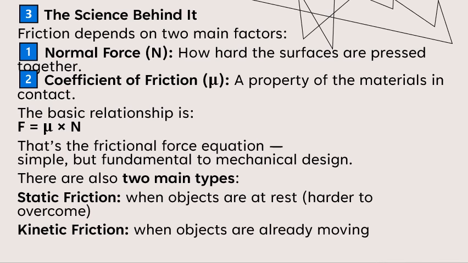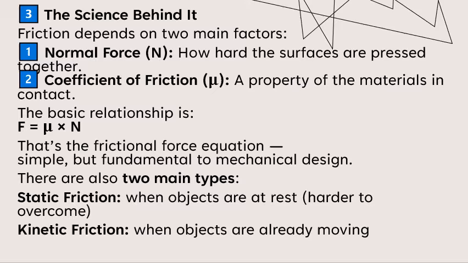The science behind it. Friction depends on two main factors. Number one, normal force, that is how hard the surfaces are pressed together. Number two, coefficient of friction, a property of the materials in contact. The basic relationship is F = μN, that's coefficient of friction multiplied by normal force. That's the frictional force equation. Simple but fundamental to mechanical design.